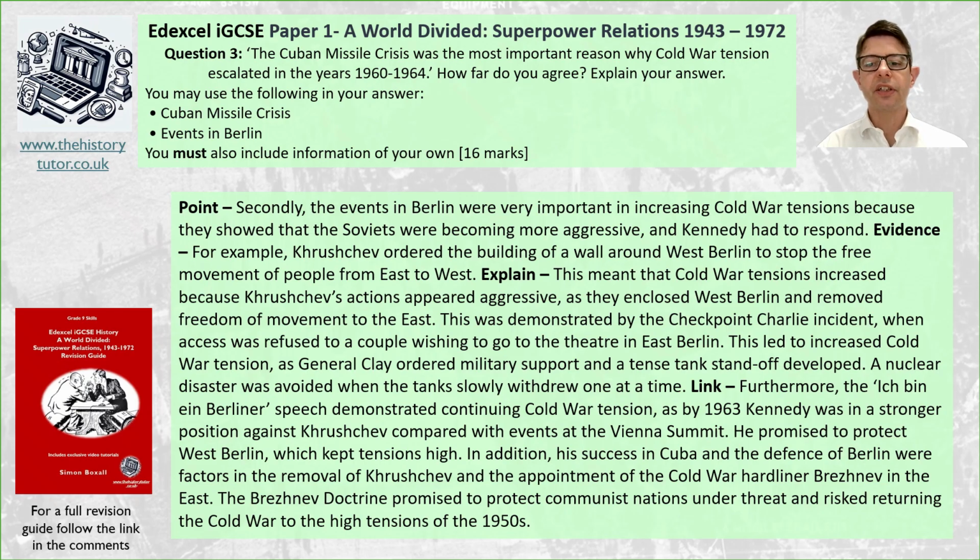In addition, his success in Cuba and defense of Berlin were factors in the removal of Khrushchev and the appointment of a Cold War hardliner called Brezhnev in the east. And the Brezhnev doctrine promised to maintain communist states, so Cold War tensions continued. We can link lots of ideas and impacts to Berlin to really show huge amounts of impact and tension developing. So I've argued this is my strongest idea.